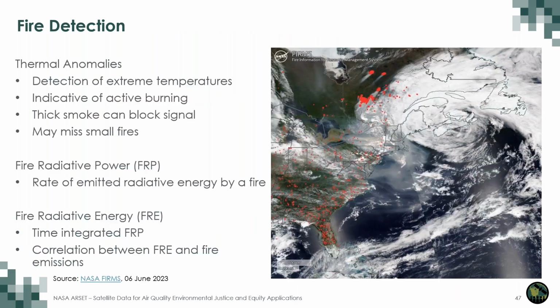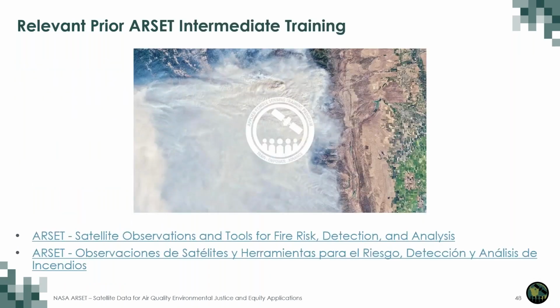I also want to mention the capability of satellites to provide information about fires, which can be a significant contributor to air quality disparities for certain regions. Various instruments, including MODIS and VIIRS, provide information about thermal anomalies on the Earth's surface, which are most likely due to fires, although there are still some false positives and some small fires might be missed. Furthermore, satellites provide information on fire radiative power and energy, which are measures of how intense a fire is and can be related to its emissions.